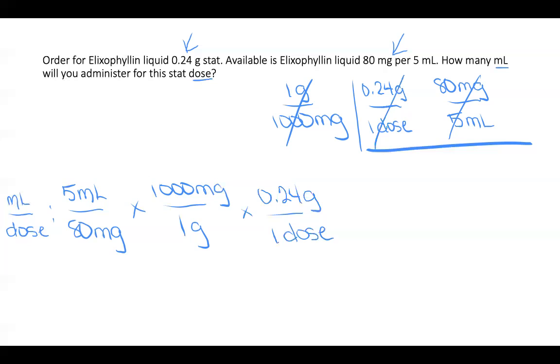Okay, once we've used everything in our box, that means we need to cancel out like units of measure and see what we're left with. So we're going to cancel out grams, and we're going to cancel out milligrams. And we see that we're left with milliliters per dose, which matches what we're looking for. So that's good news, right? Now we can just do our math straight across. So we're going to do 5 times 1,000 times 0.24, which equals 1,200. And then we're going to do 80 times 1 times 1, which is 80. And then 1,200 divided by 80 equals 15. And our units of measure on the left-hand side of the page are milliliters per dose.